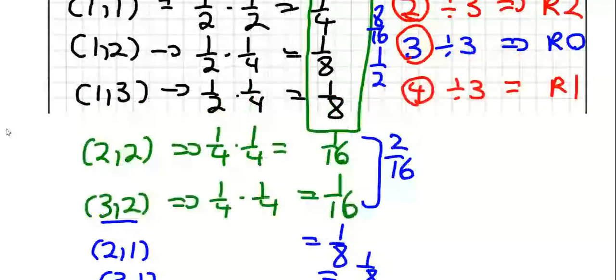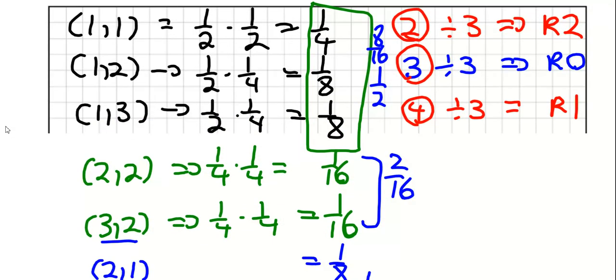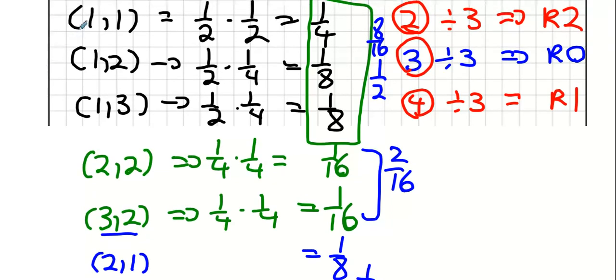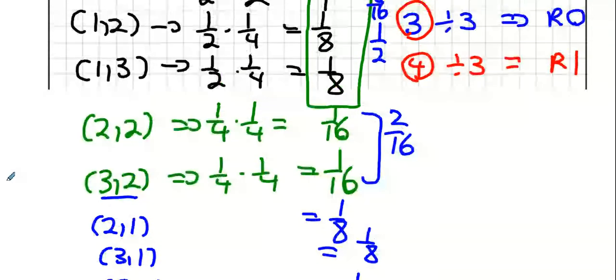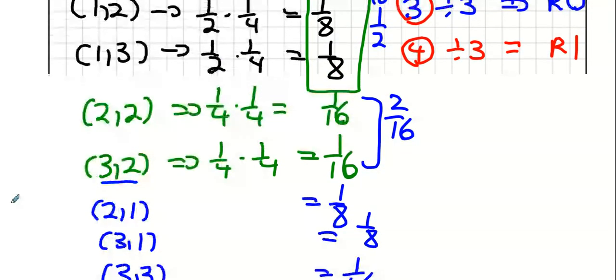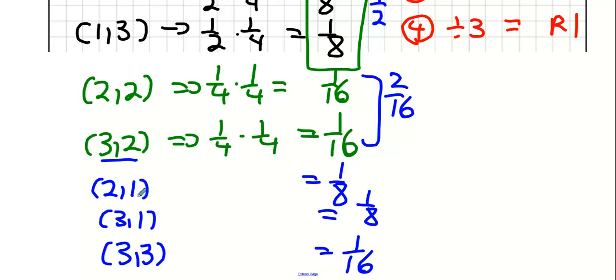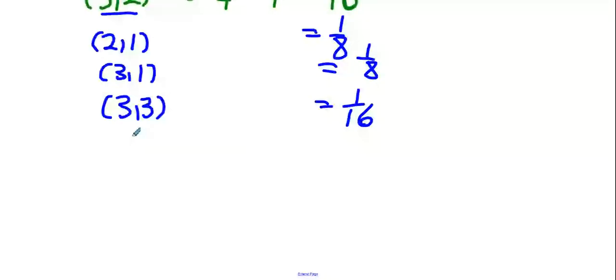So what have I done so far? I've done 1, 1. I've done 1, 2 and 2, 1. I've done 1, 3. Have I done 3, 1? I did 3, 2. I did not do 2, 3. Didn't do that either, did I?